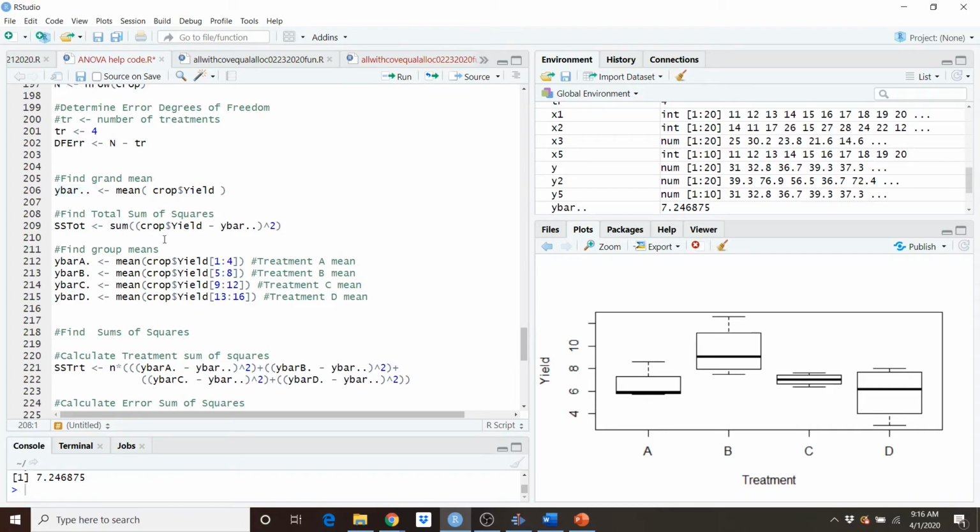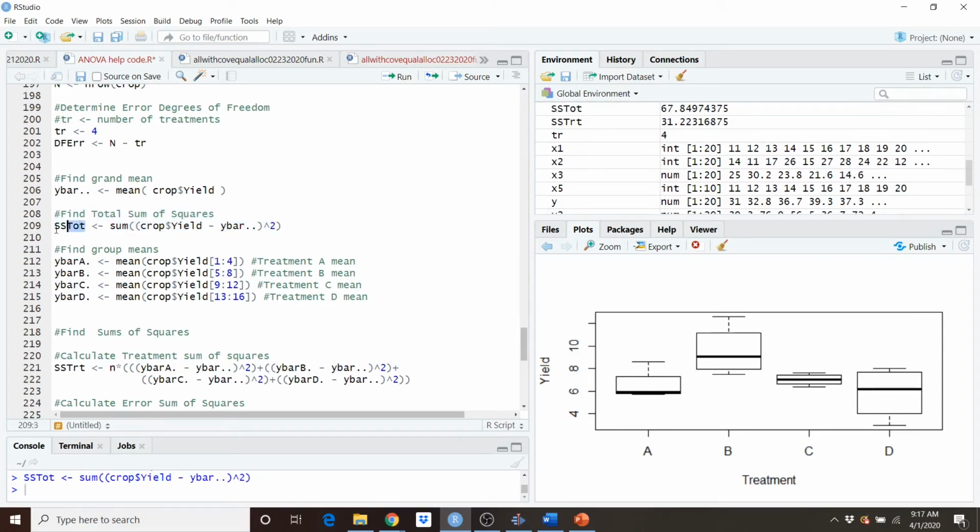Total sum of squares. Remember, I'm going to take each value, subtract off the overall mean, square it, and add them up. So total sum of squares in this case is 67.84.